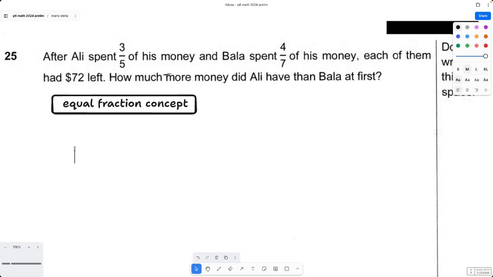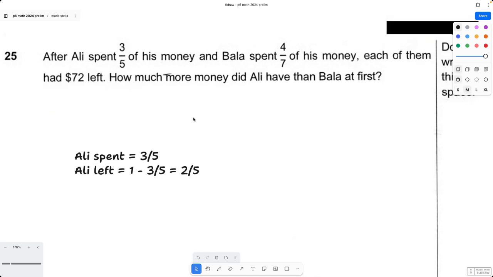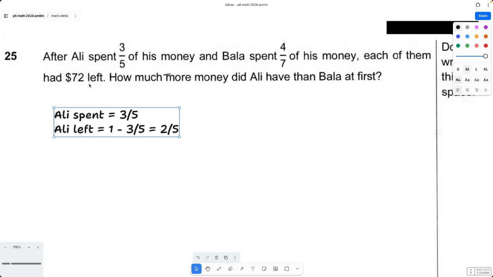So basically, Ali spent 3/5. So that means Ali's left is equal to 1 minus 3/5, which is equal to, what's this called, 2 out of 5. Actually, no need for the equal fraction concept because we can use the fractions, because we know the number, right? In this case over here, 2/5 of his money. Okay, so how much more did I leave?